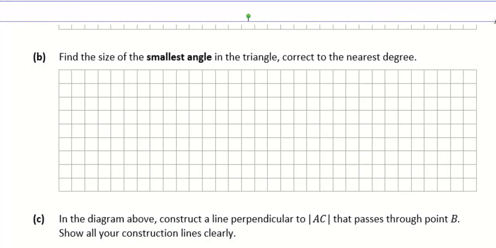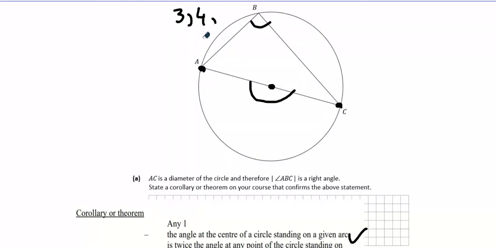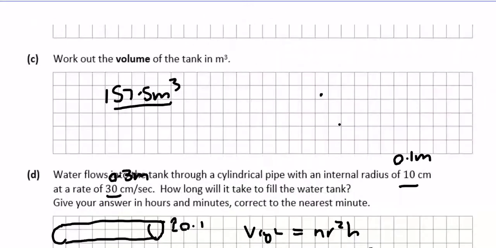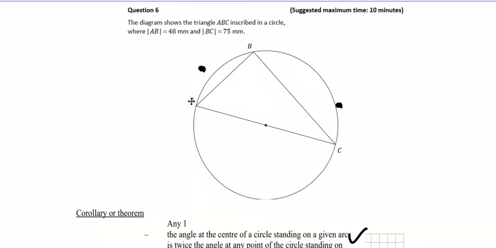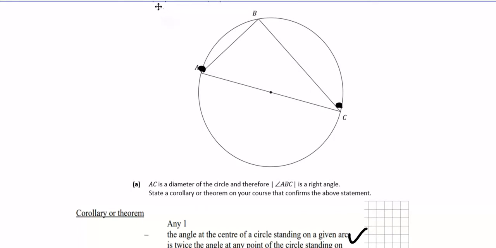Next one. Find the smallest angle in the triangle correct to the nearest degree. Alright, so this is a trigonometry question, so not something you have to be too worried about at the moment. So I've done 3, 4, and this is question 6. So what we learned earlier is that AB is 48 and BC is 75. So that's 48. This one's 75. This is 90 degrees. This angle here will be the smallest one in the triangle.